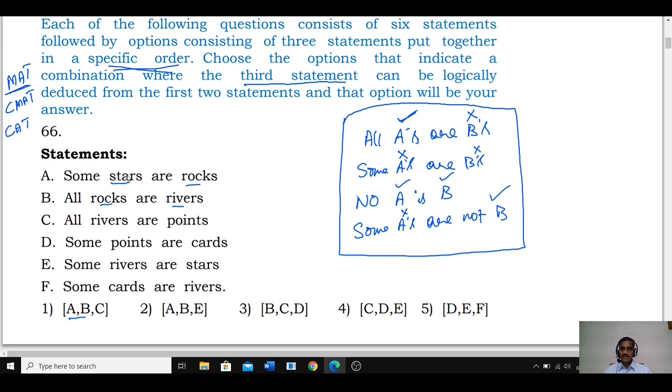And one middle term should be there in between those two statements, and the middle term should be distributed at least once. Distributed means tick. Then A, B and C.